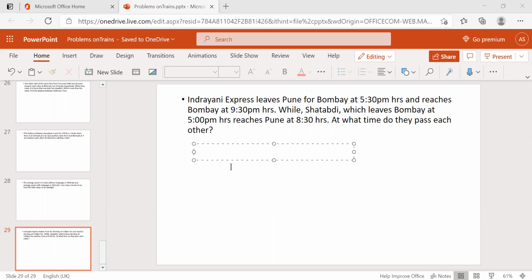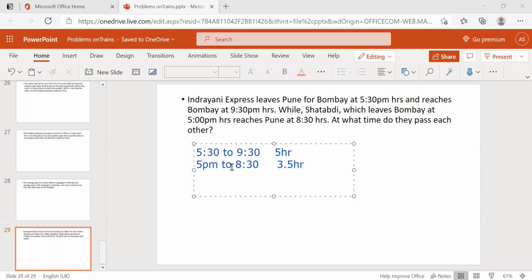Indrayani Express leaves from Pune to Mumbai, from 5:30 to 9:30. That means how many hours? 4 hours. It will take 4 hours. And the second train, Shatabdi Express, started at 5 p.m. and reaches at 8:30 p.m. So how many hours? 3.5 hours.